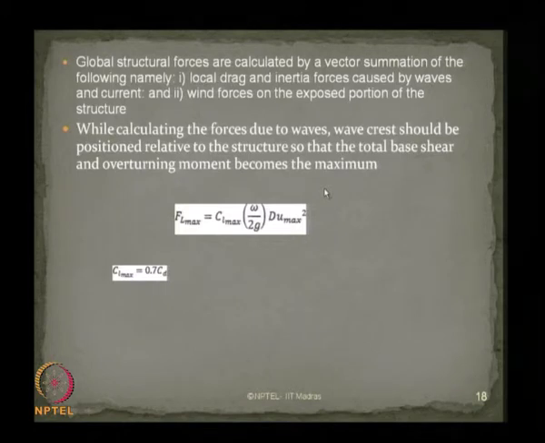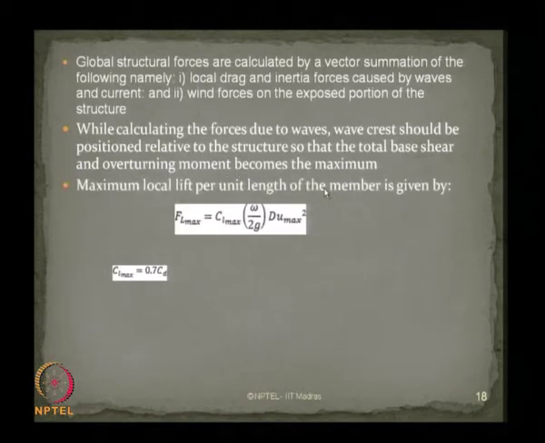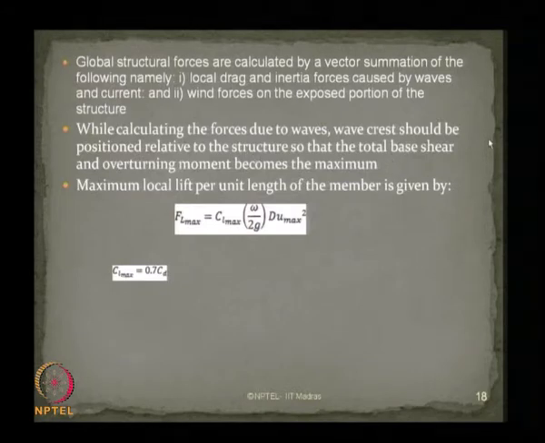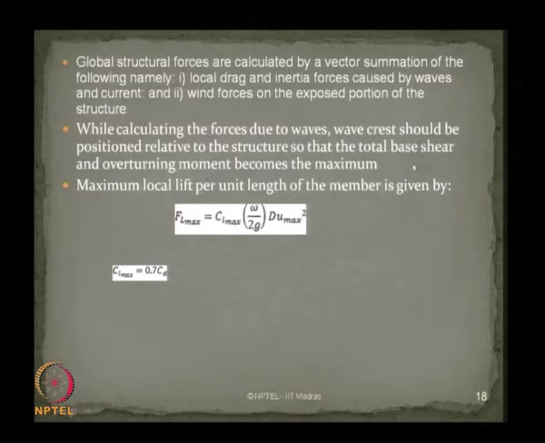Remember this, we are not trying to work out the forces at an instantaneous position of the structure. We are hypothetically saying that the wave crest should be positioned relative to the structure in such a manner that the total base shear and the total base moment produced by these forces should become obviously the maximum, because then this design will be called a highly conservative design.